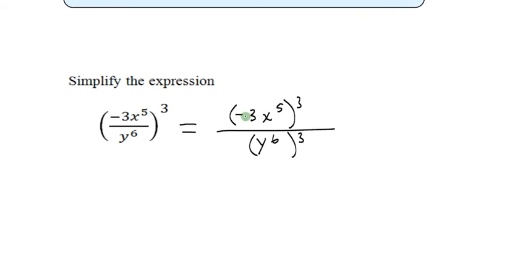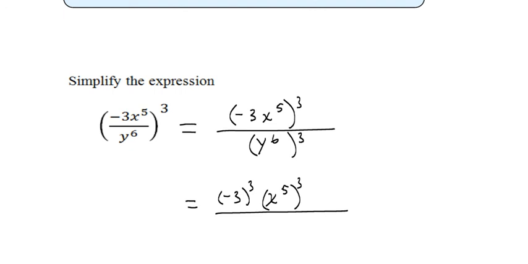Now in the numerator, I'm going to use that product to a power rule. So I've got -3x^5, all of that raised to the third power, which means that the -3 is going to get raised to the third power, and x^5 is also going to get raised to the third power.